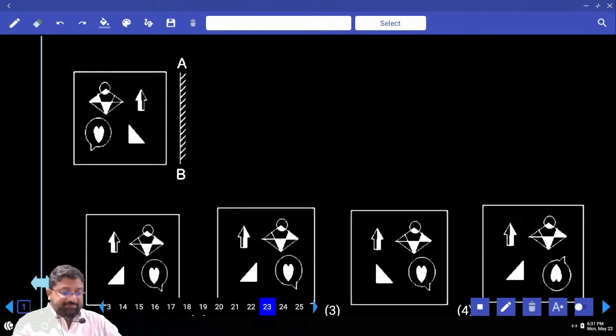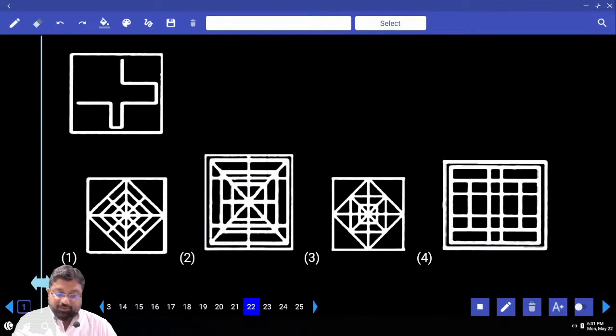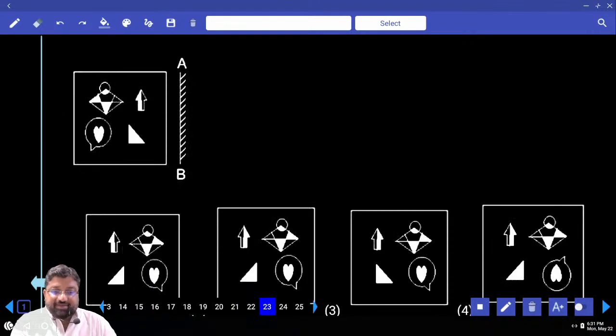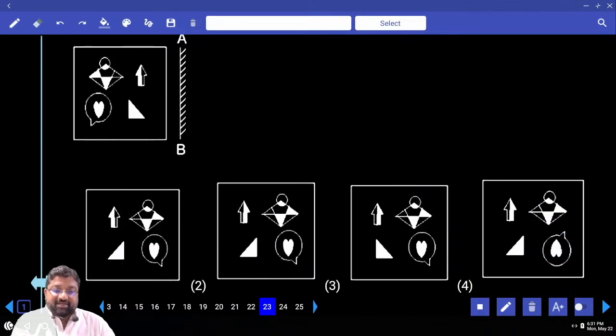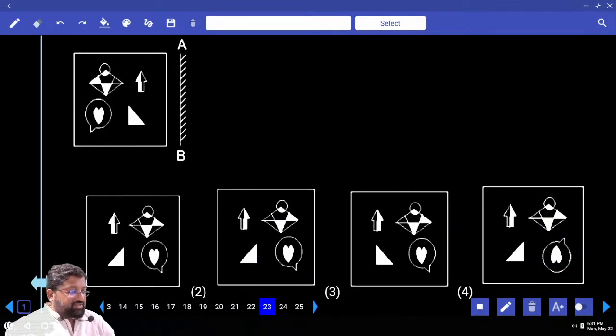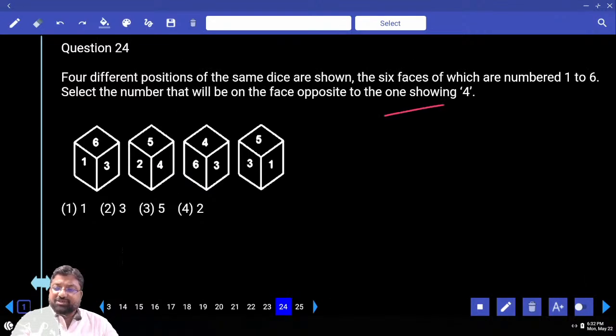Embedded, come on. Ma, 4th option. Question 23, water image or mirror image? Mirror image. Mirror is placed along the line AP and it is towards the right side. What is the answer? Second option.